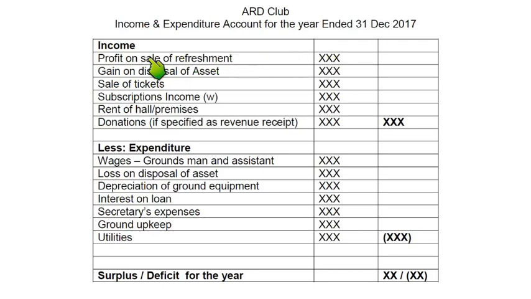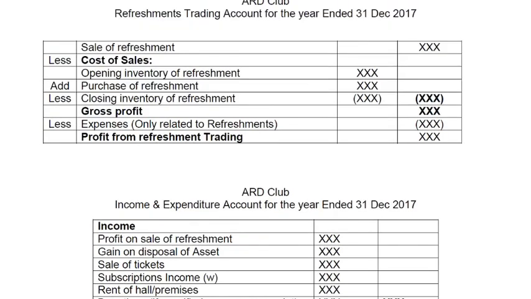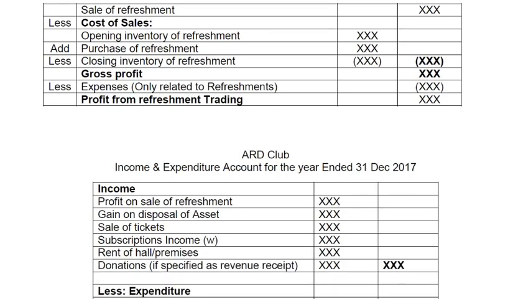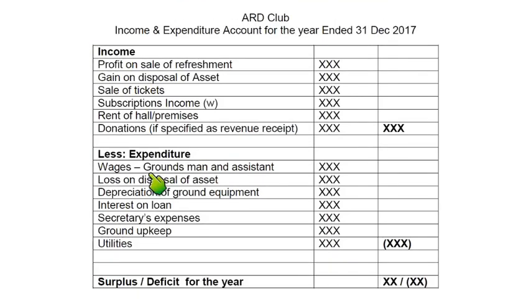Now how do we calculate profit from refreshment? It has already been calculated by us with the refreshment income statement. So this figure will come here in income. If there is a loss from refreshment, we'll write that loss under the expenditure heading. And then we have other incomes such as gain on disposal. If you have disposed of some old furniture or a motor vehicle, the gain comes on the income side, and if there is a loss on disposal, it will be shown as an expense.